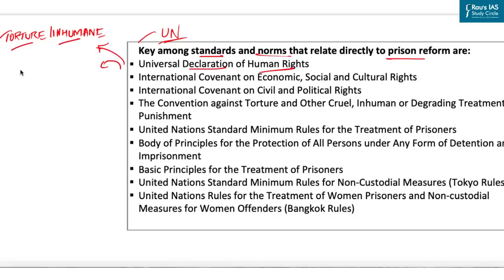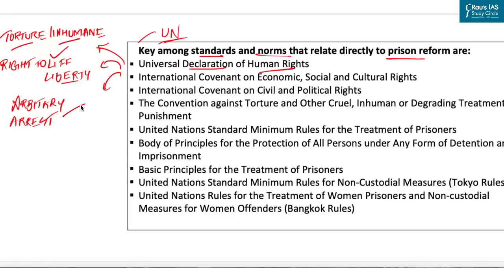Second is everyone has the right to life, liberty and security of person. Third one is no one shall be subjected to arbitrary arrest, detention or exile. Fourth one is everyone charged with a penal offense has the right to be presumed innocent until proved guilty according to law in a public trial, at which he has all the guarantees necessary for his defense. So as we have seen, UN covenants related to prison reforms.